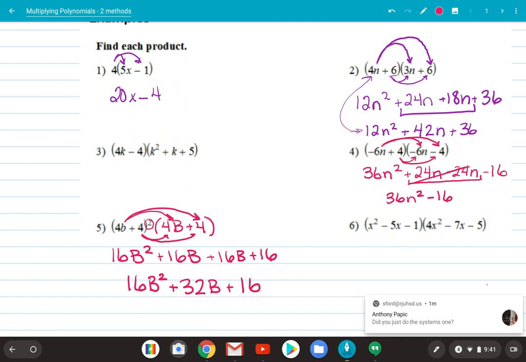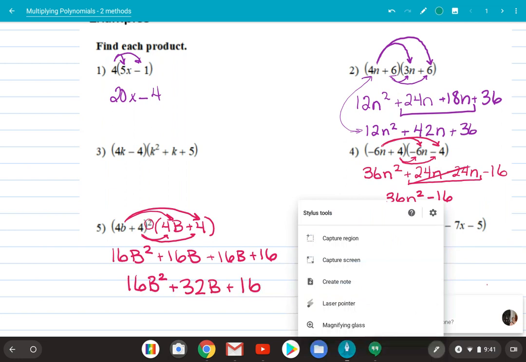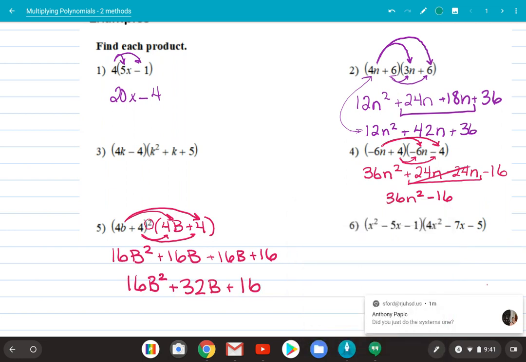Hopefully not too bad. All right, so what we're going to do now is we are going to go ahead. Let me see if I can get that. Nope, can't get rid of that.